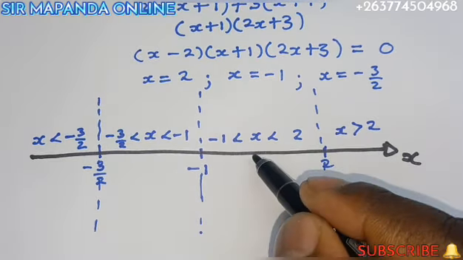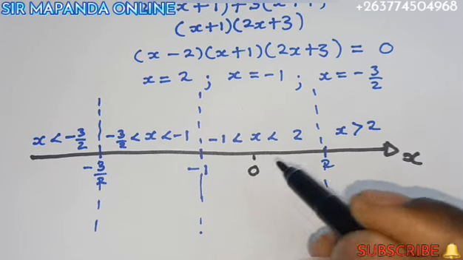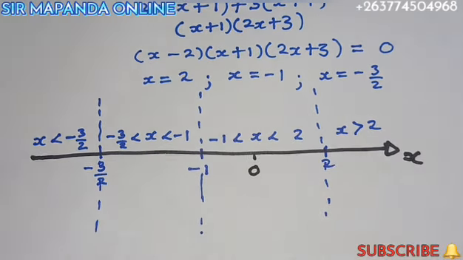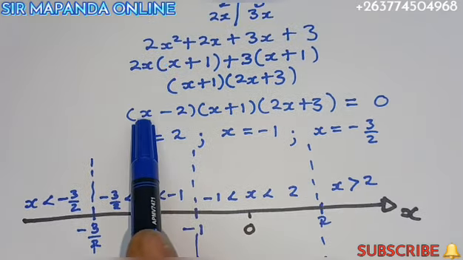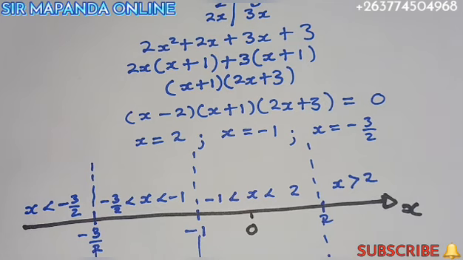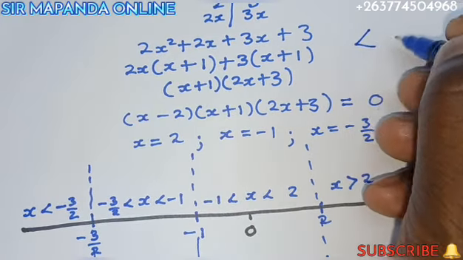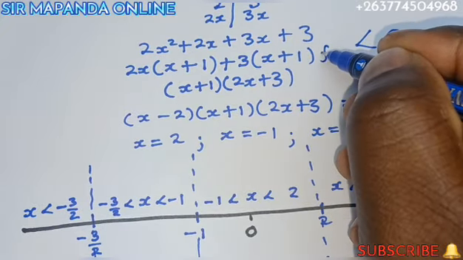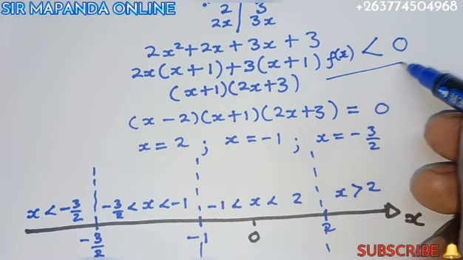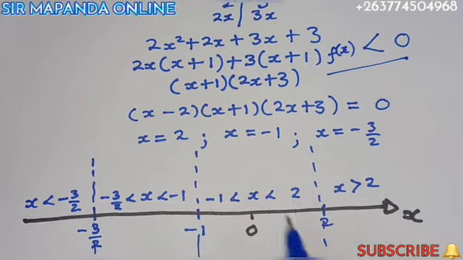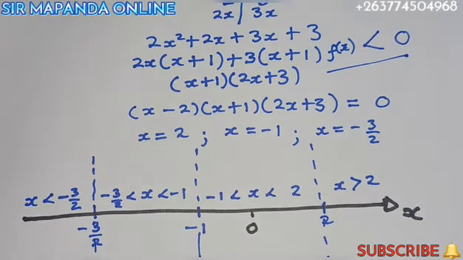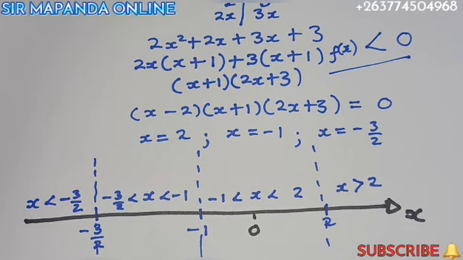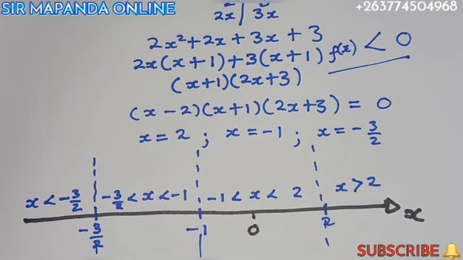So let me use this one, which contains 0. Between minus 1 and 2, there is 0. I am going to put 0 in this factorized expression to check whether the result is going to be less than 0. Remember, the inequality is f of x is less than 0. So we want to test whether this region is going to be true. If we put 0 on x, are we going to have a negative value which is less than 0? I hope you are following.